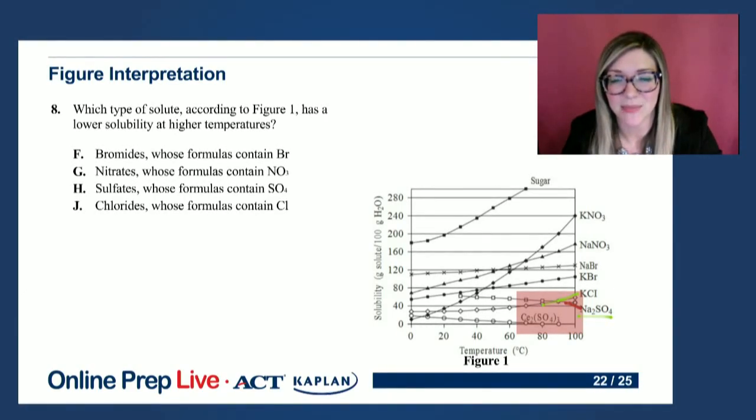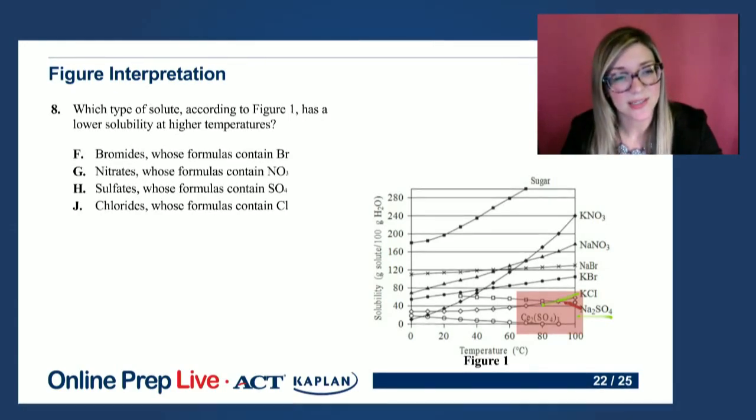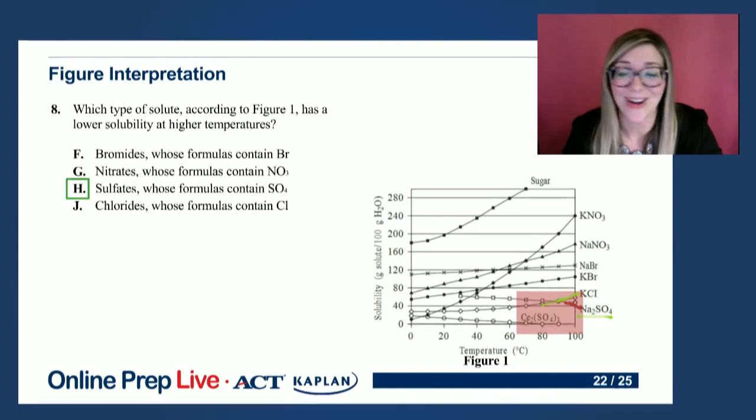Okay, so we might say something that has sodium or something that has sulfate. Again, we don't have to know what those are because the answer choices tell us. So we look at answer choice H and it says sulfates whose formulas contain SO4. NaSO, which was our prediction, has an SO4. That is going to have our lower solubility at our higher temperatures. 92% of you guys killing it with answer choice H.